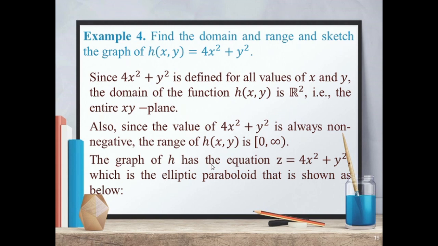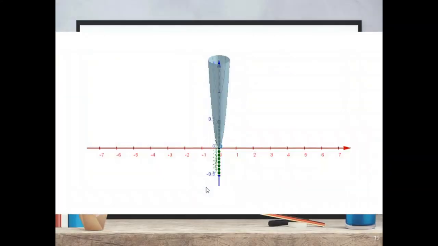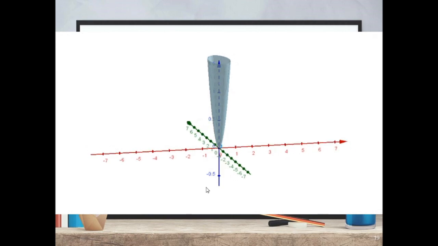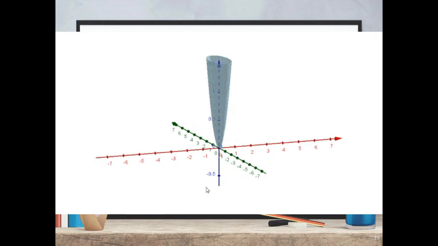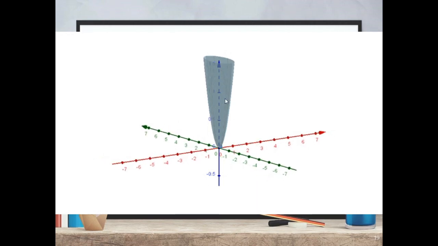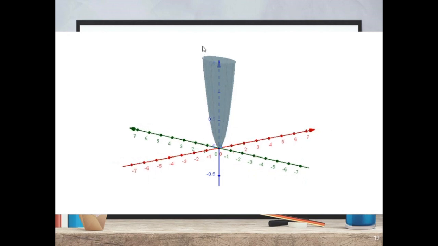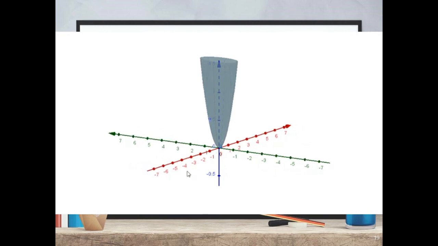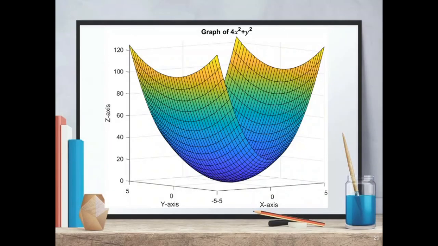Again, the graph of h has the equation z = 4x² + y², which is nothing but the elliptic paraboloid shown in the figure. Actually it is the animation obtained using GeoGebra software. You can observe this is the elliptical paraboloid. This equation is z = 4x² + y². Another view of that elliptical paraboloid. This is the zoom view. It is obtained by MATLAB software.